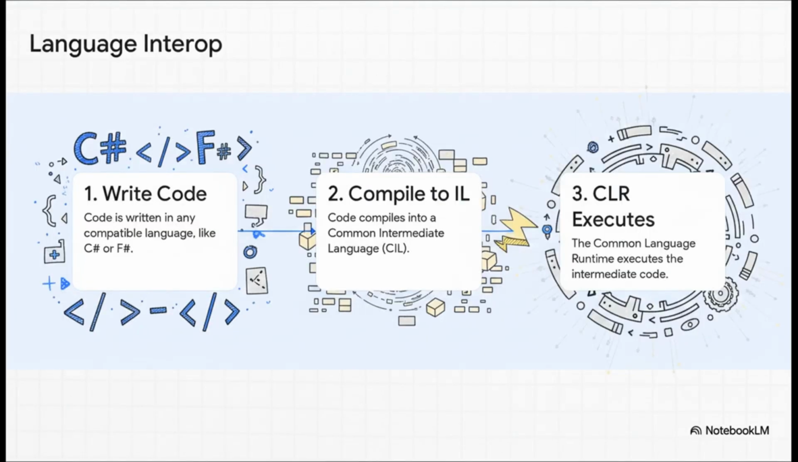So here's how it all comes together. You write your code in C#, F#, whatever you want. When you compile it, it doesn't get turned into machine code right away. Nope, it's first translated into a common intermediate language. Then and only then does the CLR take that common code and execute it. That middle step, that's the secret sauce that makes this whole beautiful system work.